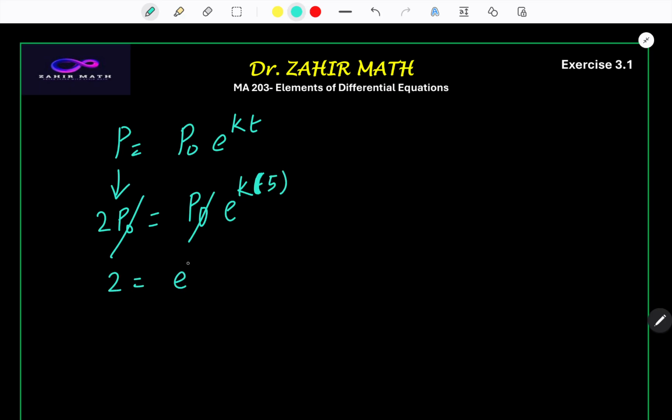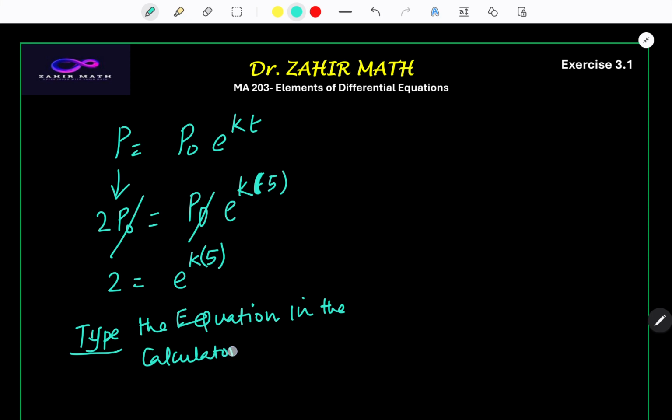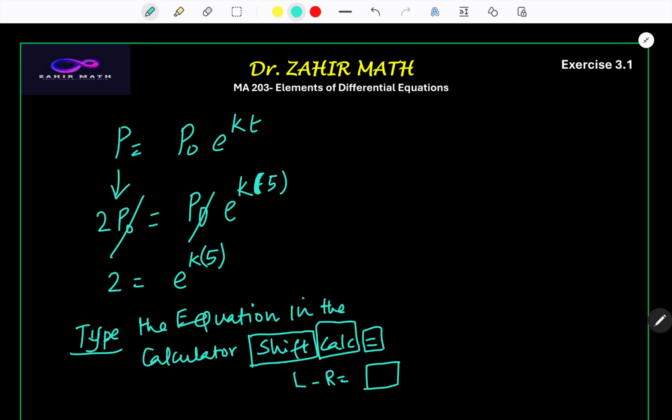So 2 equals e power k5. Directly put it in the calculator. Type this equation in the calculator, right? And then use shift calc equal. Okay, so you get L minus R is equal to the answer, right?